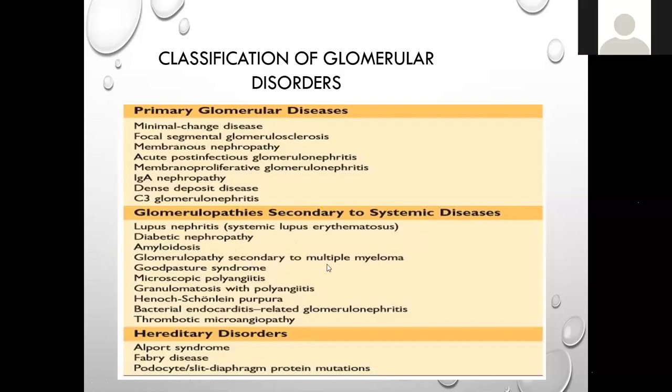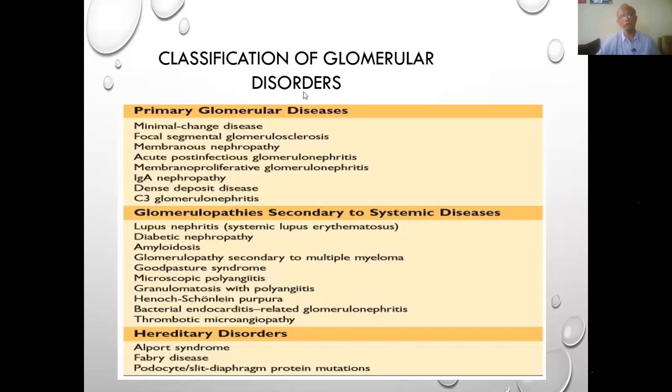glomerulopathy secondary to multiple myeloma, Goodpasture syndrome, microscopic polyangiitis, granulomatosis with polyangiitis, Henoch-Schönlein purpura, bacterial endocarditis, and thrombotic microangiopathy. These are the secondary causes where the glomeruli are involved.